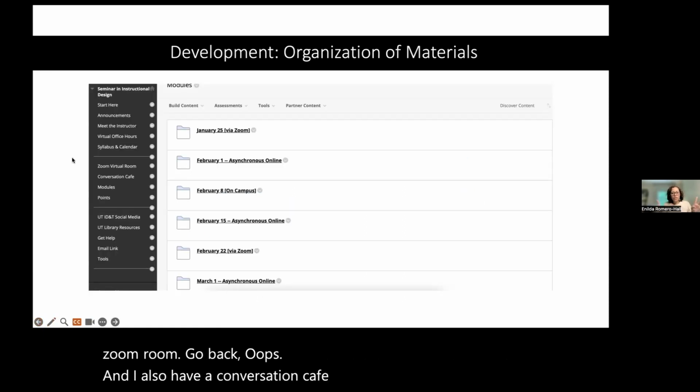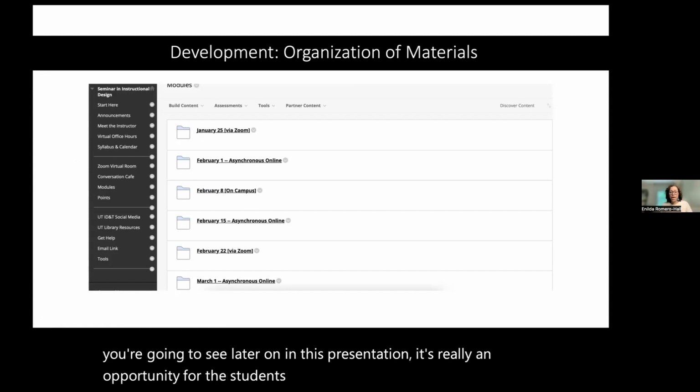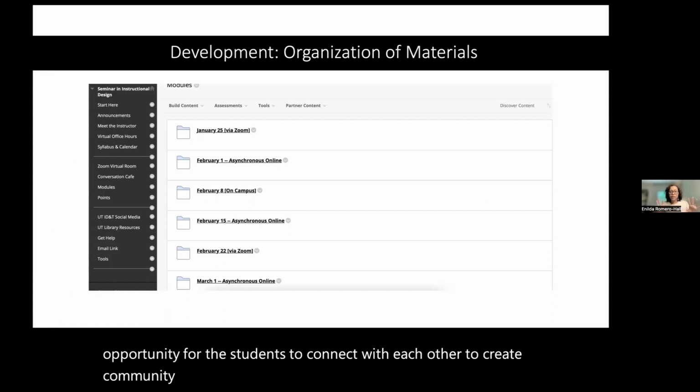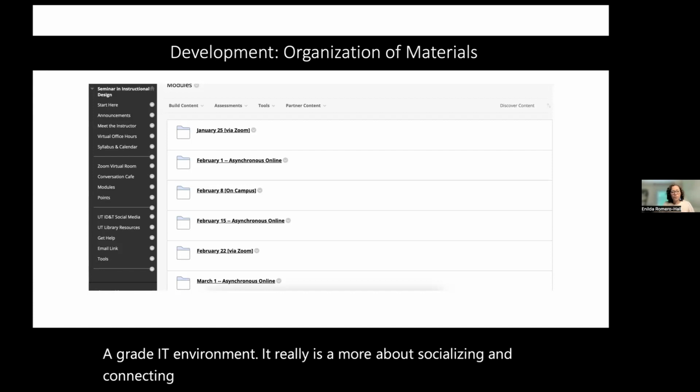And the conversation cafe, you're going to see later on in this presentation, is really an opportunity for the students to connect with each other, to create community. It is not a graded environment. It really is more about socializing and connecting with one another.